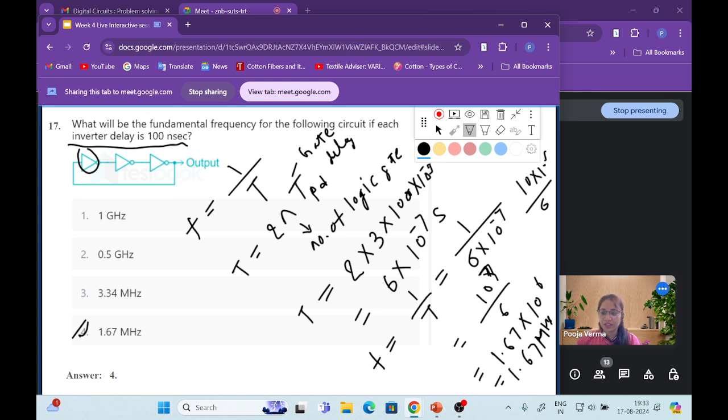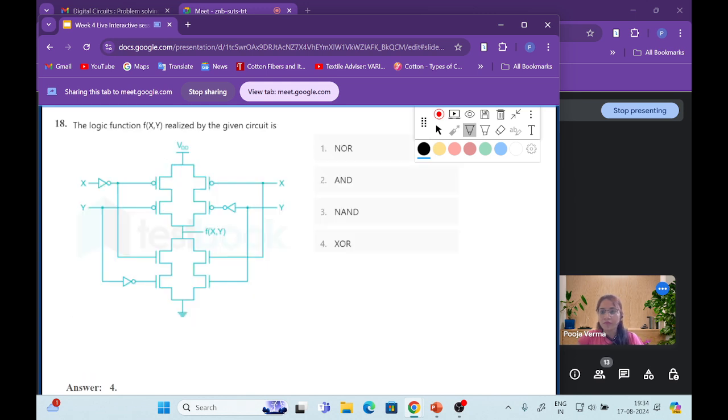So have you got this question? I hope all of you have got this question. So moving to the next question. Okay. So next question is also related to the CMOS inverter or CMOS logic gate. So the question is, the logic function f of x, y is realized by a given circuit. Which logic function is realized by the given circuit?